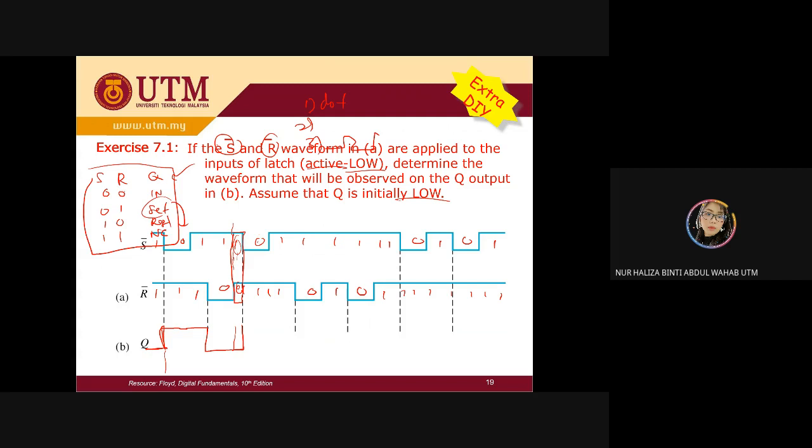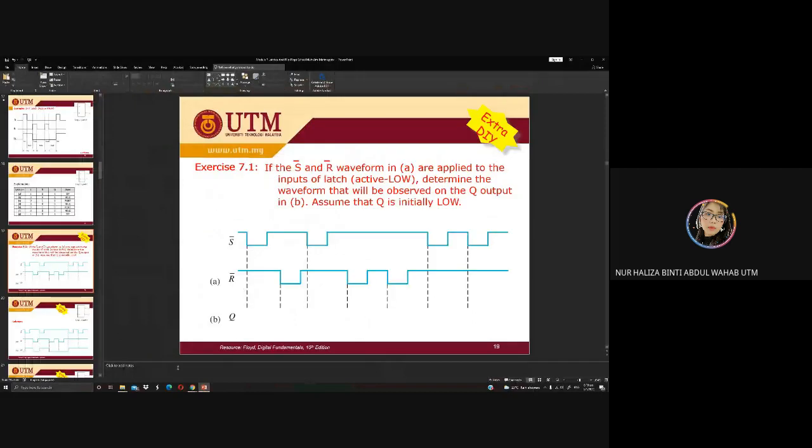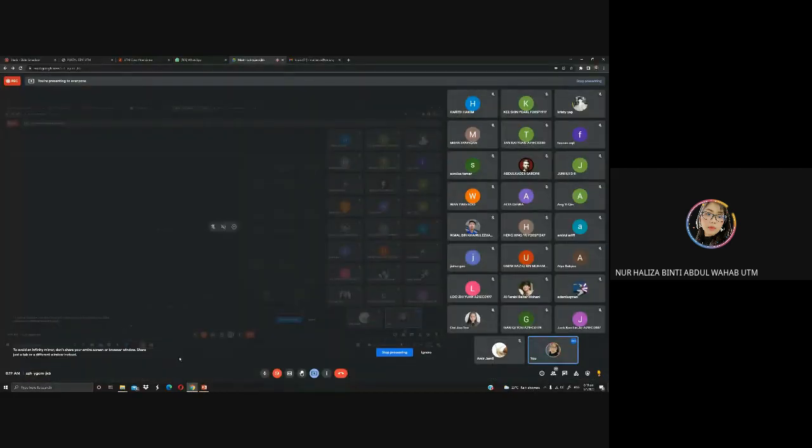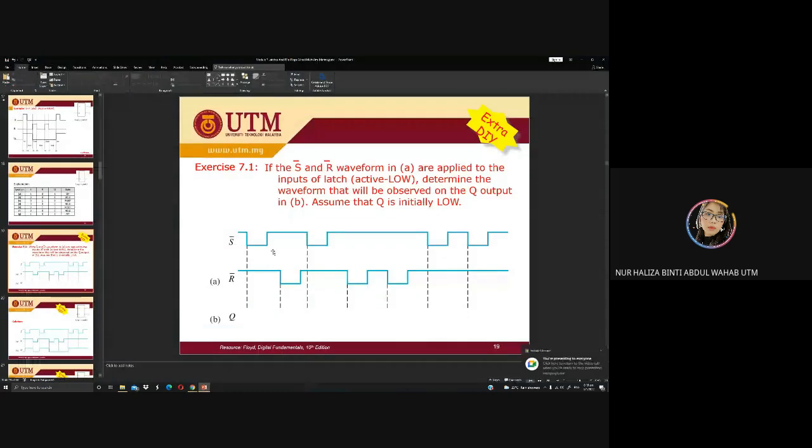You have at this part 0 1 to be set. 1 1, no change. 1 0, reset. 1 1, no change. 1 0, reset. 1 1, no change. 0 1 is set. 1 1, no change. 0 1 will remain. So this is how you draw it, as we did yesterday. If you are still confused, you can watch back the video of our class yesterday. Okay, shall I continue?